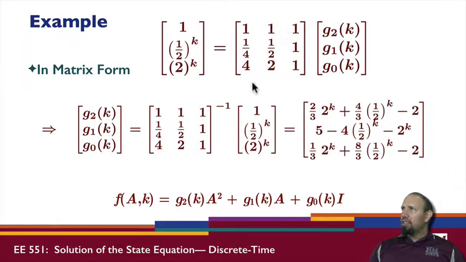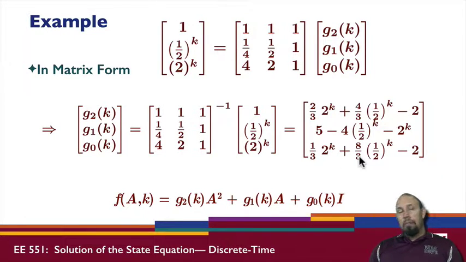And so I get this expression. Here's my Vandermonde matrix. So I solve for these functions as the inverse of the Vandermonde matrix times this vector. So again, this vector is the eigenvalues raised to the power k. And when I multiply this Vandermonde matrix inverse times this, this is the expression I get. So these are the functions g2, g1, and g0 that I get. And so the function A to the power k now is this function times A squared, plus this function times A, plus this function times the identity matrix. And when you combine it all, you get the exact same function that we got before. So this is just an alternate way of doing that.